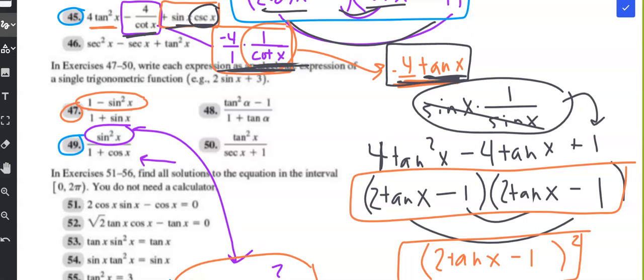So we had the original 4 tan squared x. Then we found the minus 4 tan x. And then we found the plus 1 at the end. And I show you how I factor that into 2 factors. 2 tan x minus 1 for both, which is one way to write it, and I would take that. Or 2 tan x minus 1 quantity squared, which is the orange box at the bottom.